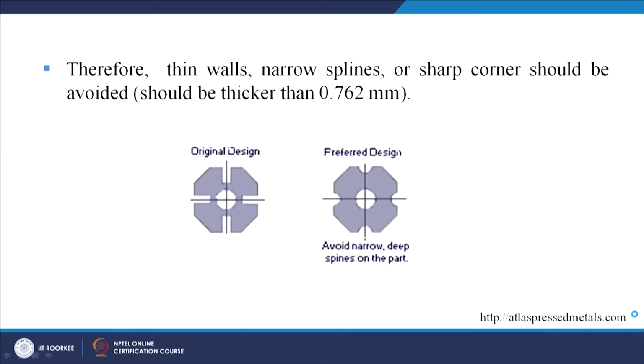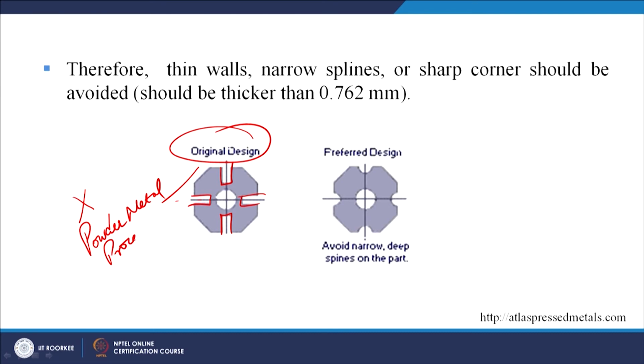So therefore thin walls, narrow splines, so these are the narrow splines here. So this is the original design. It will be difficult to make by powder metal processing technique, difficult to make this type of splines. So what we can do, we can redesign, we can make our new design. So this is the preferred design, same, avoid narrow deep splines on the part.